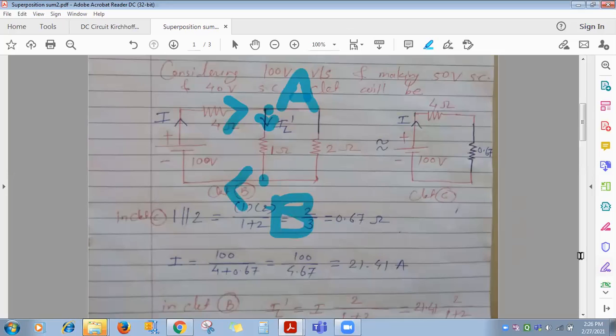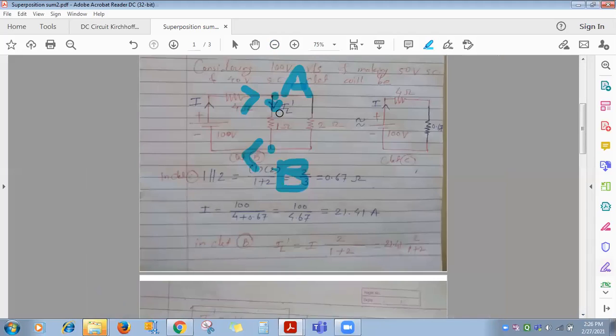No need to go for KVL, but if you are more comfortable with KVL rather than this method, please apply it, no issue. But I feel this one is more convenient.